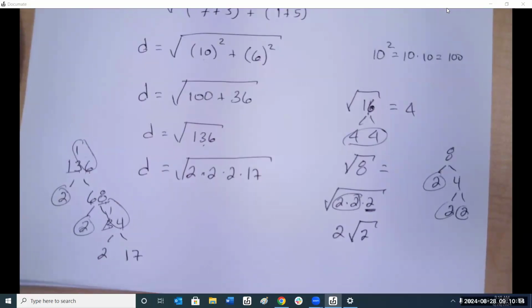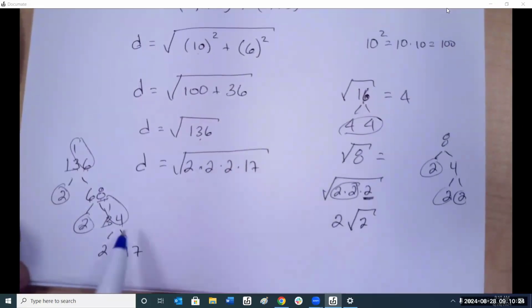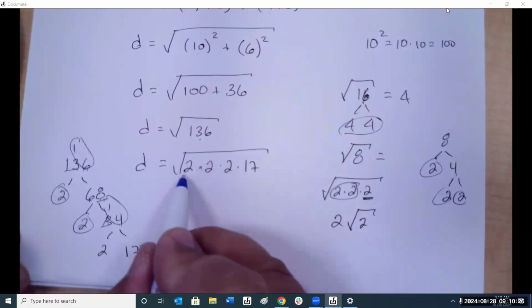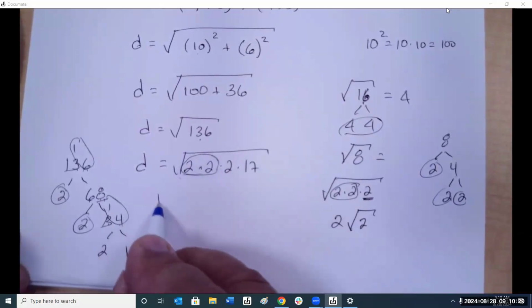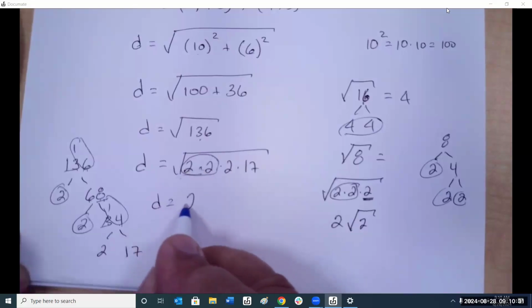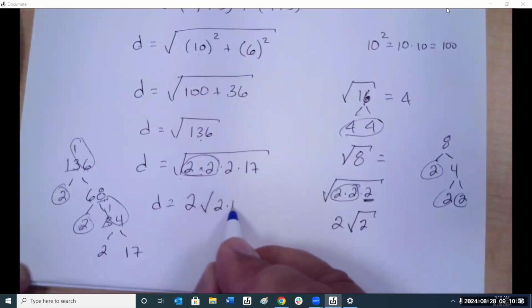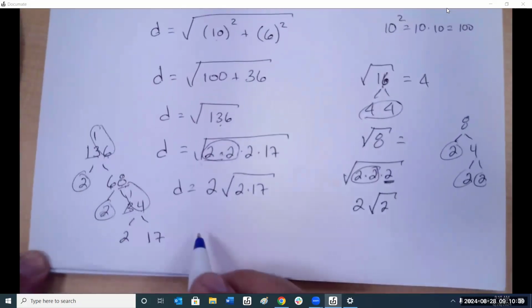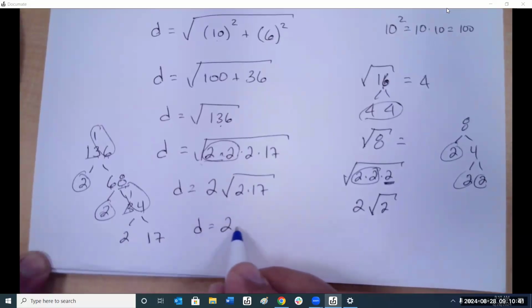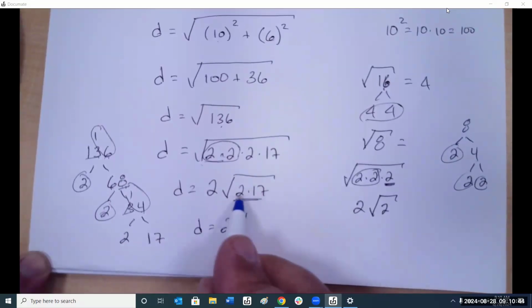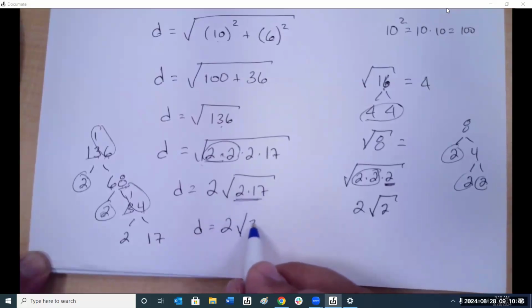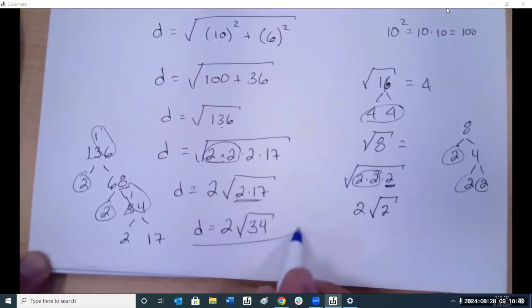Next time, if I remember, I'll give you a sheet with all the rules of divisibility. How do we know that one number is divisible by another? So according to the rules, since it's a square root, if we see 2 of a kind, they come out in front. Since these can't go any further, we multiply them. 2 times 17. So there's your simplified answer.